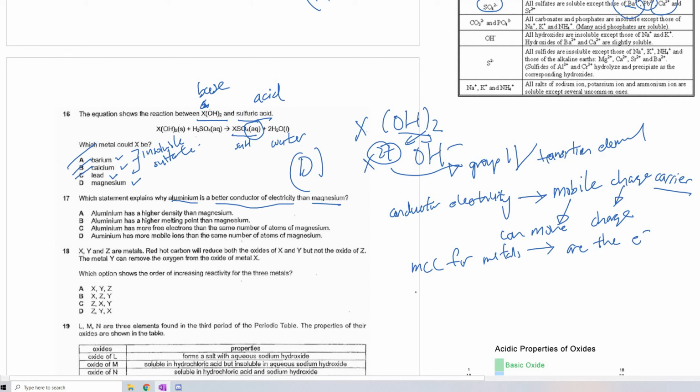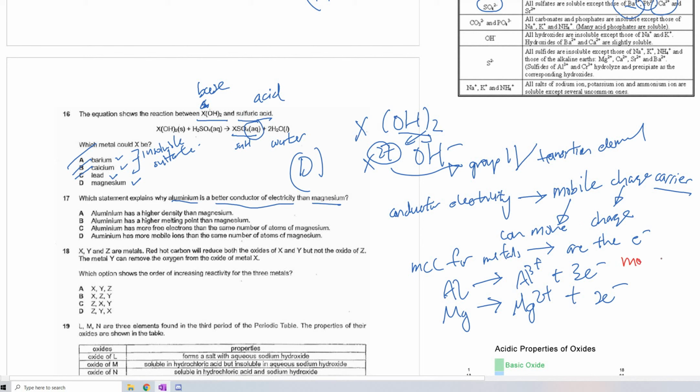Let's take a look at aluminium. Aluminium is from group 3. It can form Al3+, 3 plus, and 3 electrons. Okay, magnesium is from group 2. It will offload 2 electrons to form Mg2+. So just by looking at these two equations, we know that there are more electrons in aluminium.